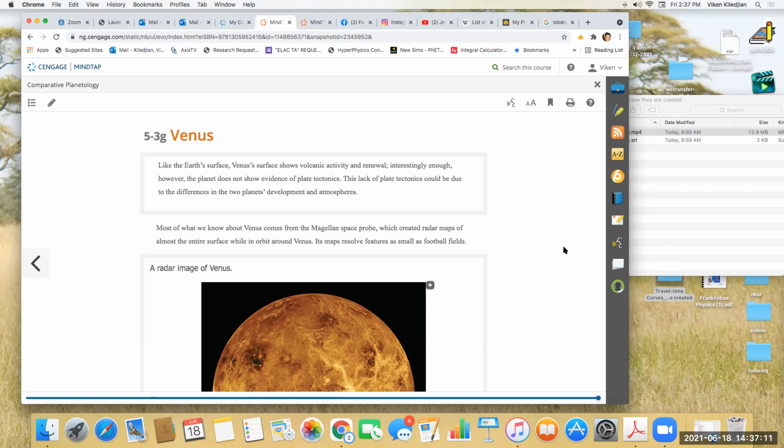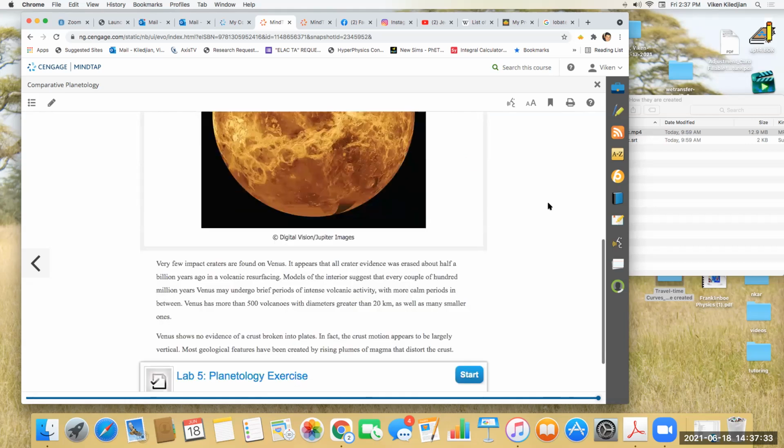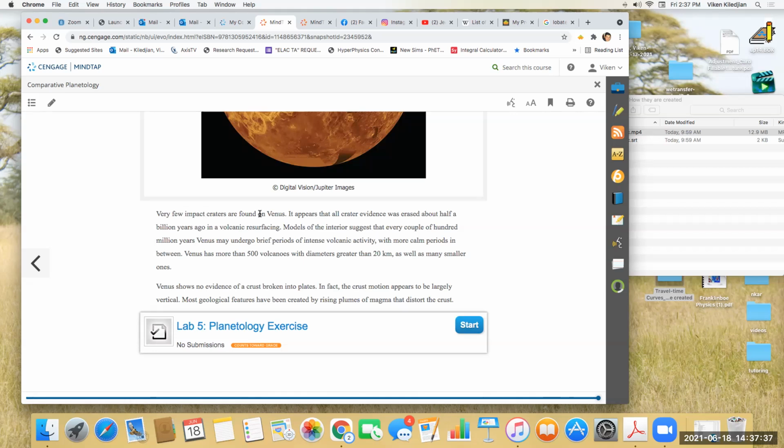Interestingly enough, however, the planet does not show evidence of plate tectonics. This lack of plate tectonics could be due to the differences in the two planets' development and atmospheres. Most of what we know about Venus comes from the Magellan space probe, which created radar maps of almost the entire surface. So on Venus, very few impact craters are found. It appears that all crater evidence was erased about 500 million years ago in volcanic resurfacing. It's kind of how the Earth rejuvenates its crust. A similar thing is happening on Venus, but without plate tectonics. The volcanic eruptions and lava flow are just covering up the cratering, so you don't really see it.